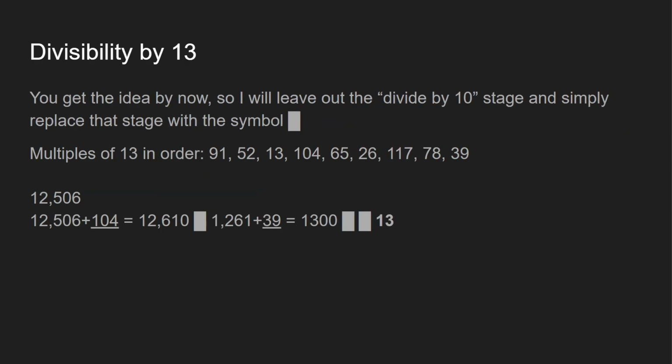So at this point, you get the idea. You understand the whole dividing by 10 thing, so we're going to completely remove it, and we're going to replace that symbol with this square box here. Whenever you see this square box, that just means divide the previous number by 10, and then you'll see exactly what happens after that.